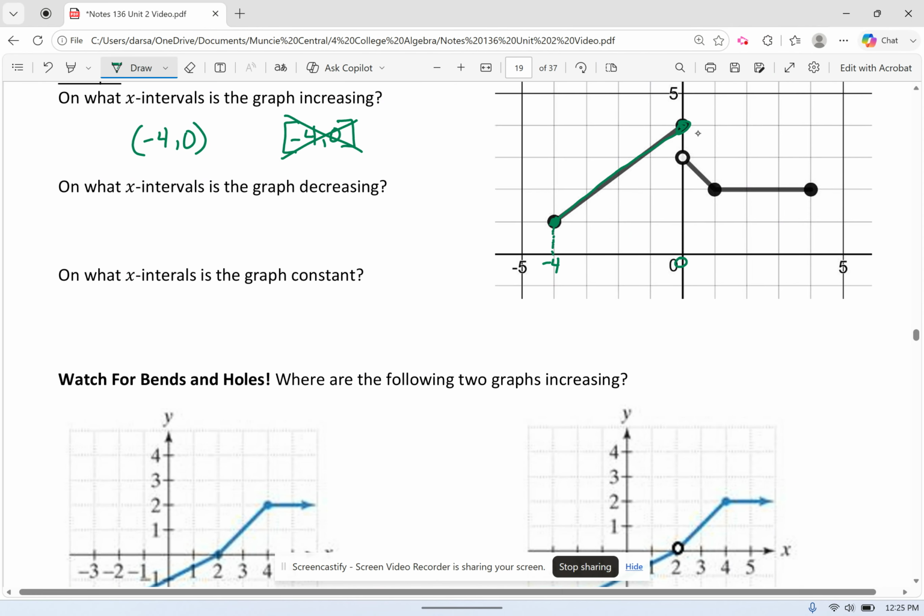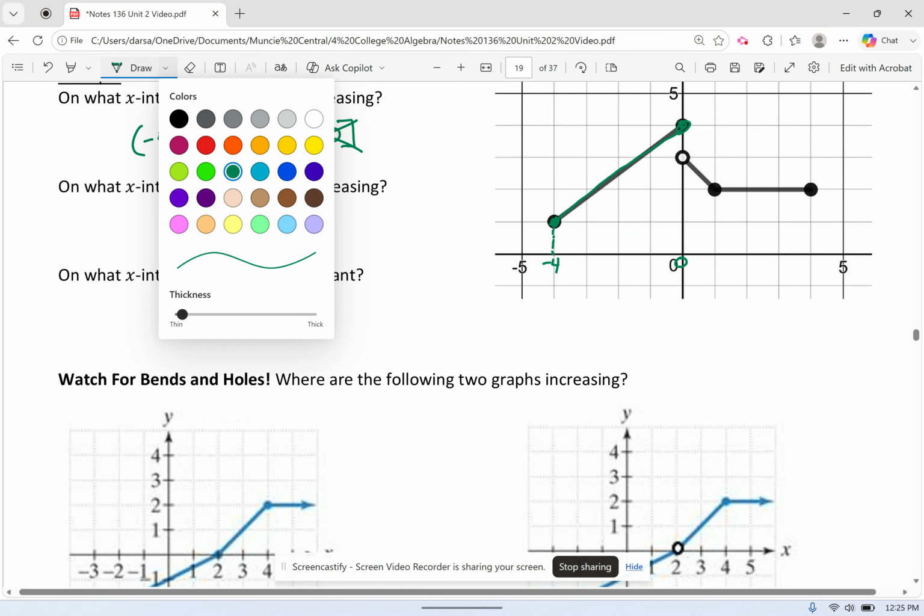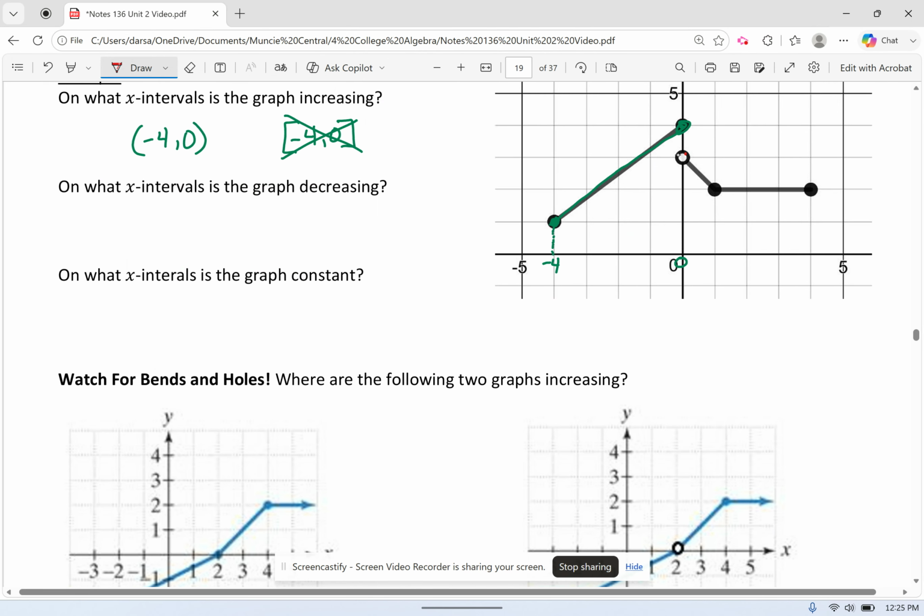All right, now where is this graph decreasing? Well, we can see it starts decreasing here and it ends decreasing there. Remember, what do we report? We report the x's. So where is the x where it starts decreasing? It starts decreasing at 0. And what is the x where it stops decreasing? Well, that x value is 1. So the graph is decreasing on the x values from 0 to 1.